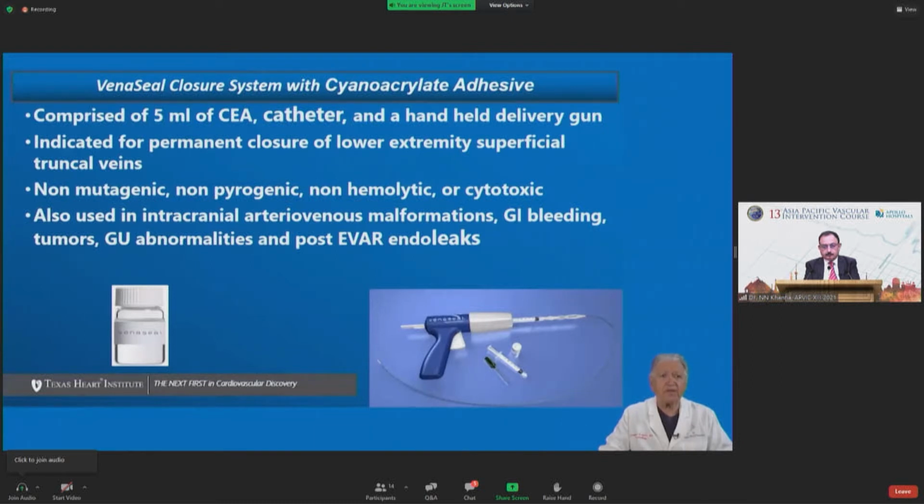It can also be used, and is frequently used, for intracranial arteriovenous malformations, patients with GI bleeding due to vascular issues, for tumors, genitourinary abnormalities, and also post-EVAR for treatment of type 2 endoleaks.